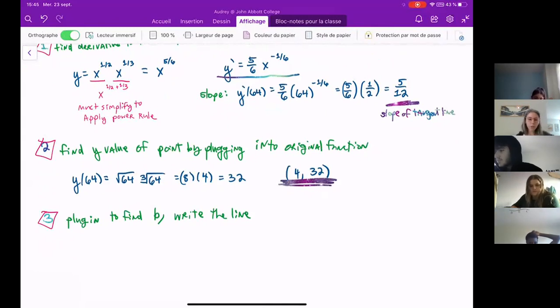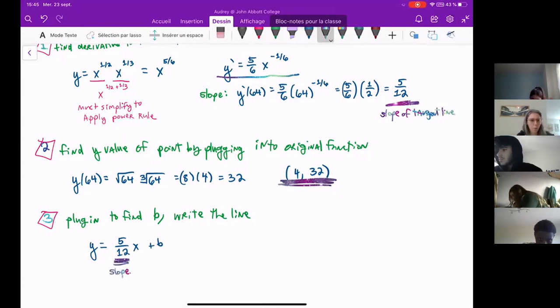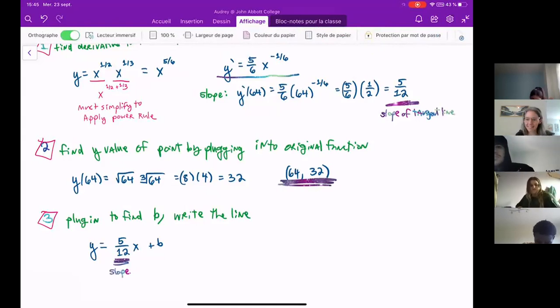So next, I want to plug in to find b and write the line. I know that my line here is y equals 5 over 12 x plus b. My slope goes right there. And then I'm plugging that y, oh my God. Thank you. That's why it should be 64. I have just decided that it's a 4 instead of a 64 today. I even did the square root of 4 instead of the square root of 64. I'm sorry, guys. Does that make more sense, Nick? My brain just does not want that 6 to be there.